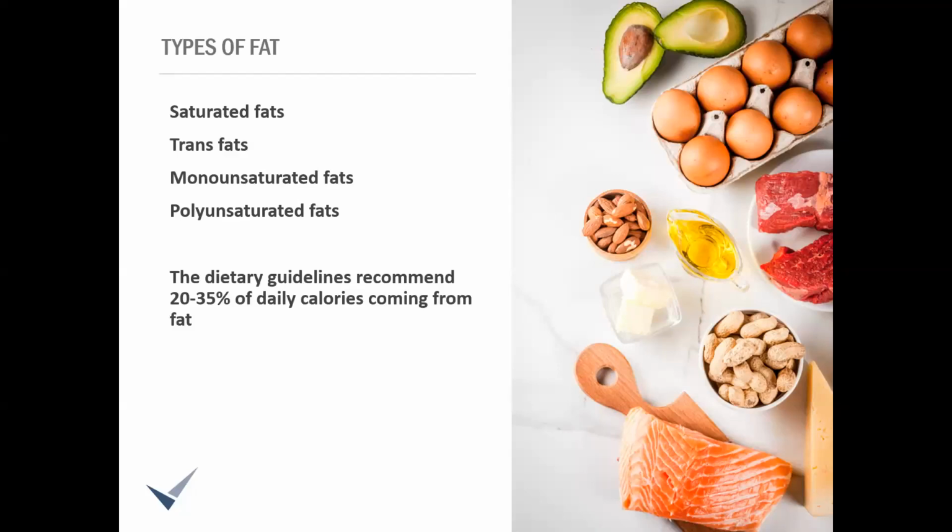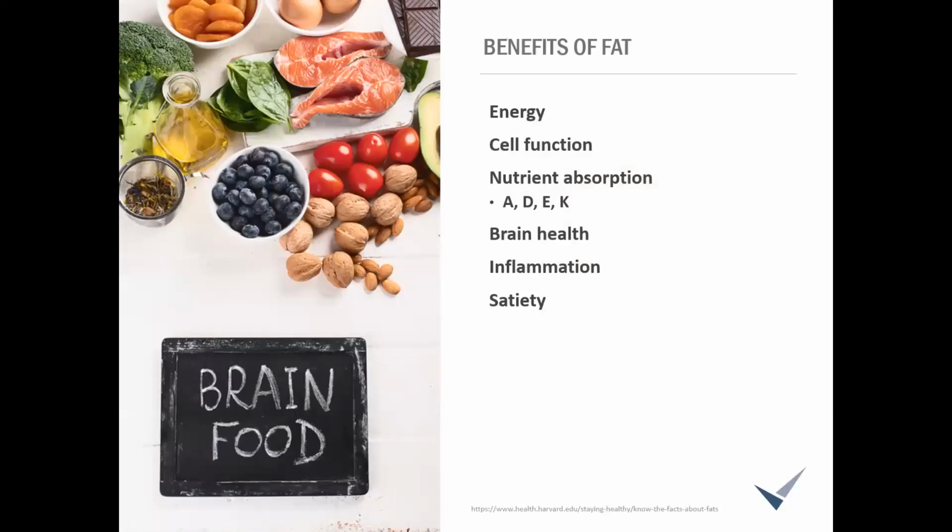Again, I'm going to dive into this further in a few minutes and break it down even more with the recommendations. But first, I want to touch at a high level on the main benefits that fats have on our health, because yes, they do have lots and lots of benefits. Fat is essential to us. Our bodies need it for many reasons. So I'm just going to name a few of the main ones.